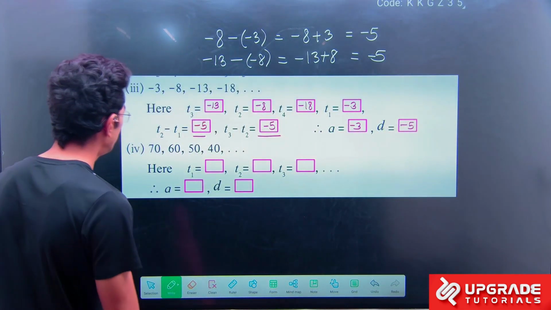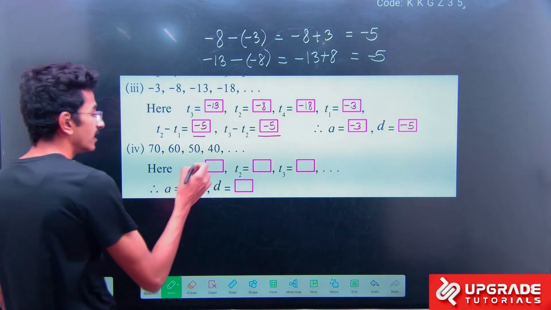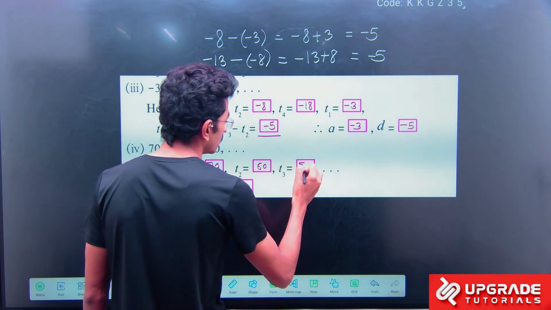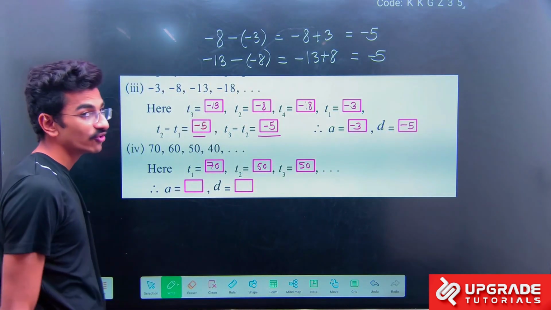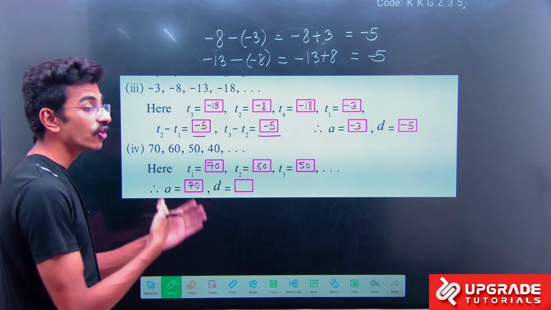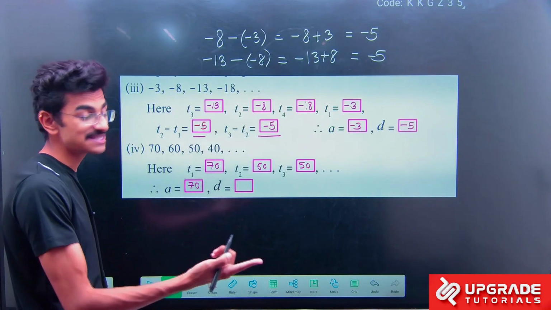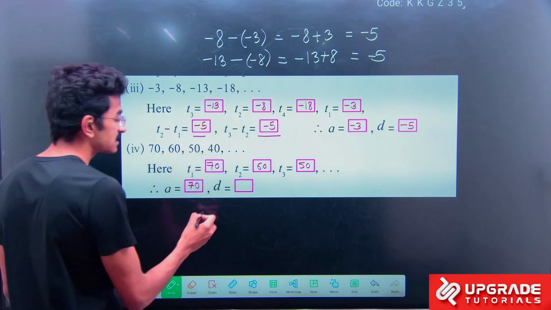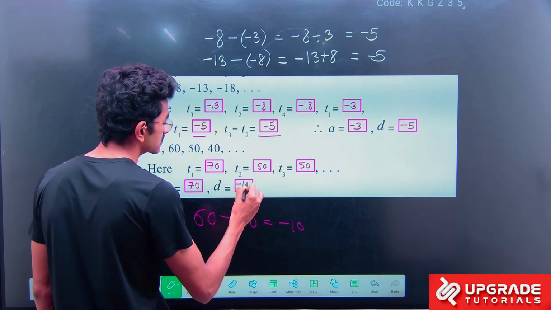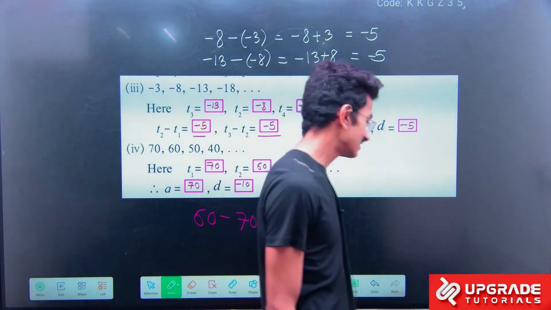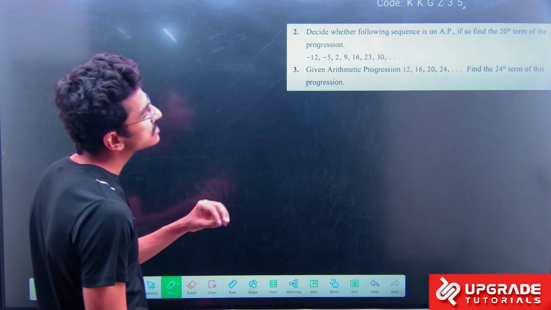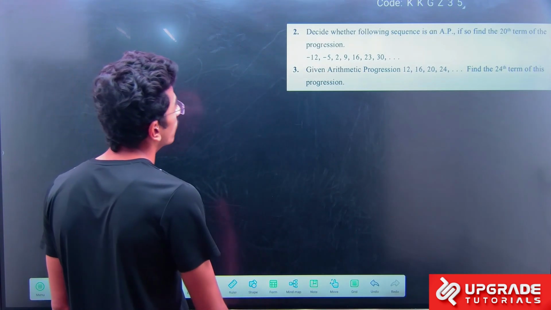Right. Similarly, here the value of T1 is very easy, 70, T2 is 60, T3 is 50 and so on. So what will be the value of A? A is nothing but 70. And what is the value of D? You can tell it orally. It is always second term minus first term, not first term minus second term. So second term minus first term is 60 minus 70, which is minus 10. Okay. Very easy? Yes. So we'll move on to a bit more complicated questions.